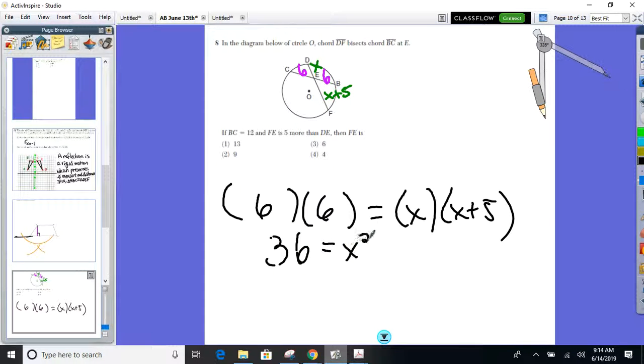36 equals x squared plus 5x. Oh, yep. What's going to happen here? Got a little factoring going on. Move the 36 over.